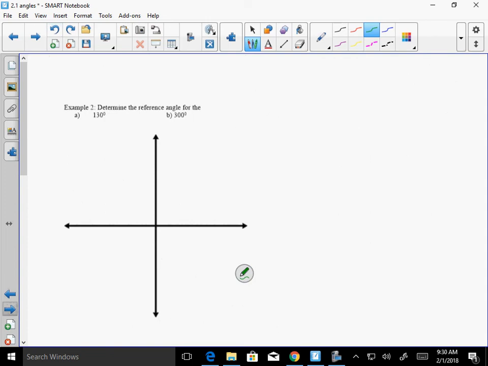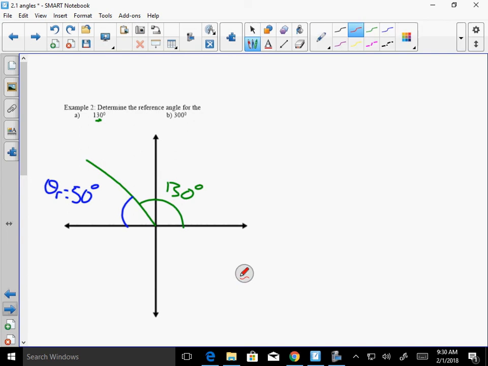We've done this before. First one's 130 degrees. Let's go somewhere in here. That's 130 degrees. Now remember, it's the acute angle off of the x-axis. So this is 130, all the way around is 180. That's going to be 50 degrees. Okay.